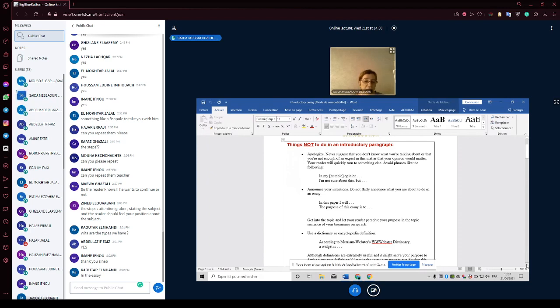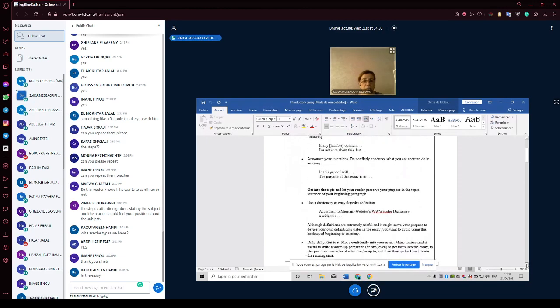The purpose of this essay, it is the same. Do not announce. Just start with an attention grabber, stating the subject, making the reader feel your position, and giving the plan. That's it. This kind of language, do not use it. Get into the topic and let your reader perceive your purpose. Feel your thesis. Feel your statement. Get into the topic and let your reader perceive your purpose in the topic sentence of your beginning paragraph. Here we are talking about paragraphs, because in paragraphs we start with a topic sentence. You have already done this.